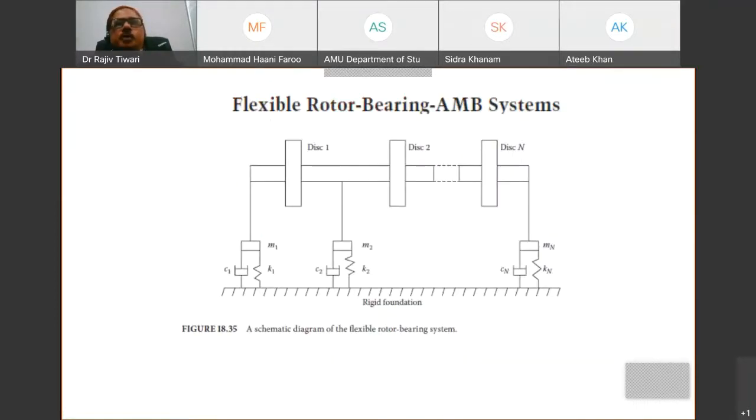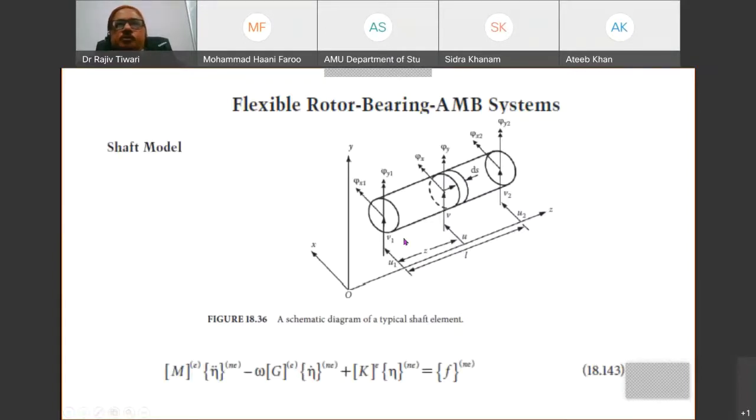Okay, so the same analysis we can extend if we have a multi bearing system, multi disks, using the finite element method. So I'll not go into detail of the formulation of this. The concept is very clear, how we can mathematically model the rotor system, and how we can integrate the magnetic bearing in this. So with the finite element method, that can be done. We'll just glance through some of the slides.